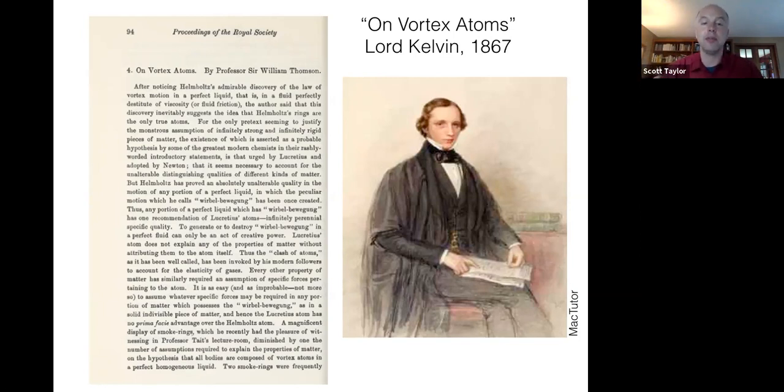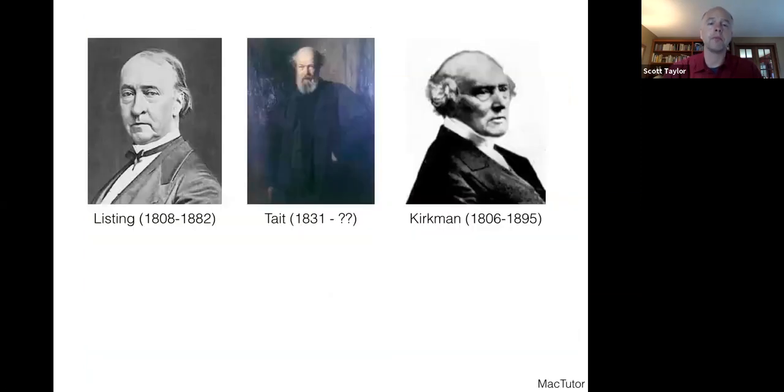And Kelvin suggested that maybe knots were actually what gave rise to the fundamental properties of nature, rather than atoms. Of course, that turned out to be wrong. In fact, we no longer believe that ether exists because we've looked for it and can't find it. But people picked up, so Listing was the student of Gauss's, and then Tate picked up on Kelvin's ideas and began the process of making tables of knots, trying to list all possible knots. This was developed by Kirkman.